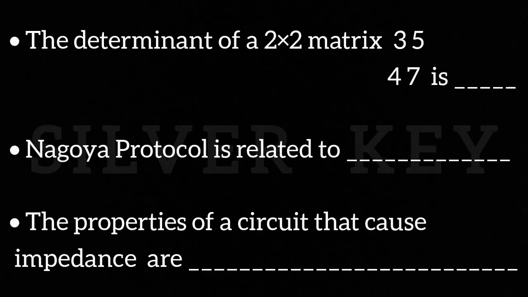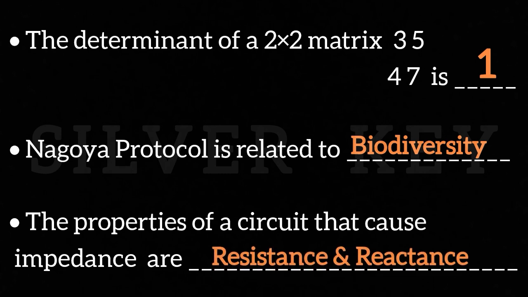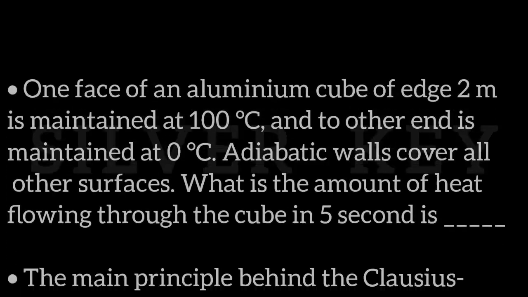The determinant of a 2 times 2 matrix 3, 5, 4, 7 is 1. The Nagoya Protocol is related to biodiversity. The properties of a circuit that cause impedance are resistance and reactance.